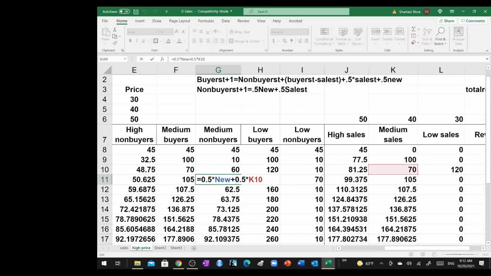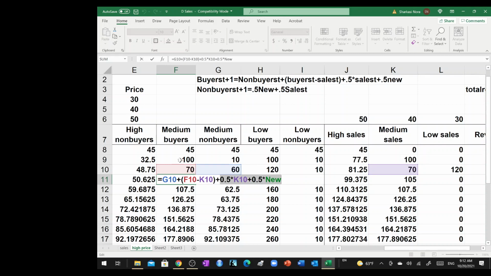Same applies here. It's the same formula. If we had 70 people who actually bought and they belong to the medium valuation, then 50% of them will actually not buy, and 50% will buy. We already incorporated that in the buyers, and the same applies for the new. So do you see where we're getting these numbers? This portion is exactly the same as the second portion of this over here.